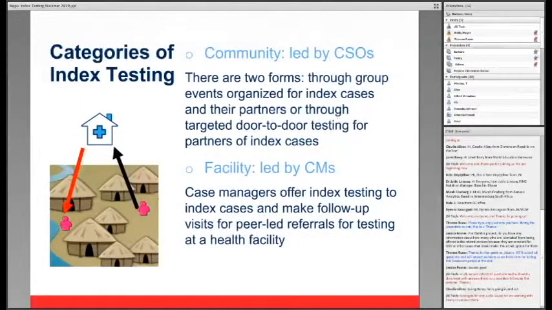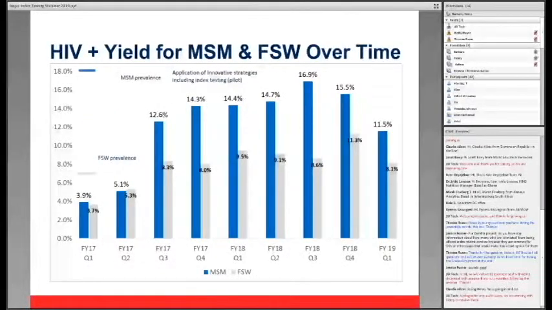At the community level, we are led by civil society organizations who organize activities and conduct various approaches to reach beneficiaries. We have case managers who also work at facility level. Now, what has been the impact? When you look at this graph, when we introduced index testing, in addition to other new strategies, there was an increase in terms of the yield, which the project has been very happy about.